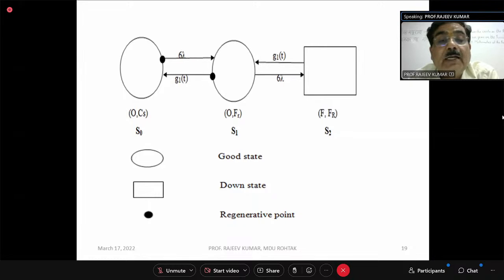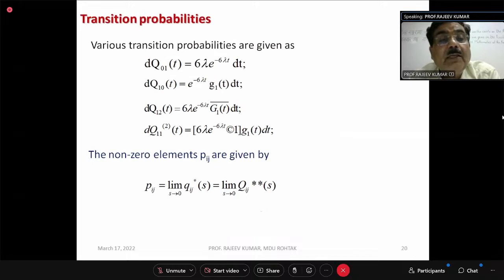So if you want to see what are the chances that the system goes to S0, you have to preclude the situation that S1 will go to S2. S1 will go to S2, that probability we know will be 6 lambda e power minus 6 lambda t. But if it is not going that way, that will be e power minus 6 lambda t, the complement law of the exponential distribution, non-occurrence of the event. So that will be e power minus 6 lambda t, and occurrence of the event g1 t dt. You see, I'm using the multiplicative law of probability.